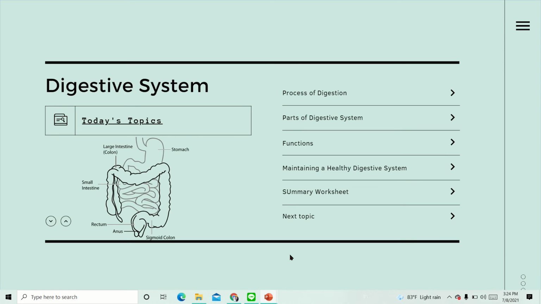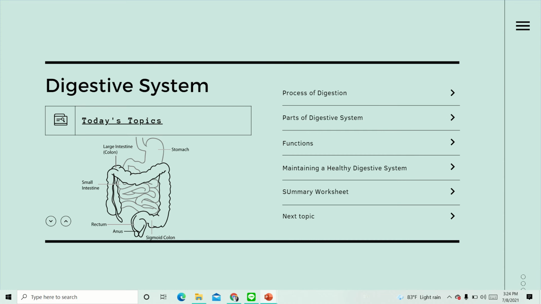So the topic is about the digestive system. Everybody, one more time, please. Digestive system. So in this topic, we are going to study the process of digestion, or what happens to the food after you eat and where it goes.